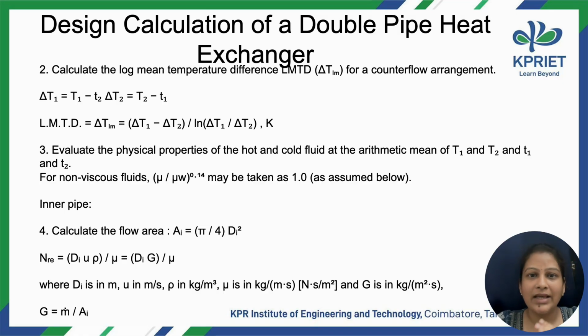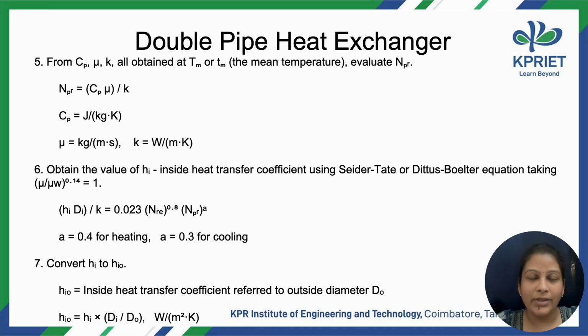Followed by the next steps, NRe and NPr are very common, just like our usual thing. So NPr is given by Cp mu by k. Here Cp is the specific heat capacity of the fluid flowing in the inner tube, followed by the viscosity of the fluid flowing in the inner pipe and the thermal conductivity of the fluid flowing in the inner pipe. So basically based on these two values, we can determine whether we are going for the Sieder-Tate equation or the Dittus-Boelter equation.